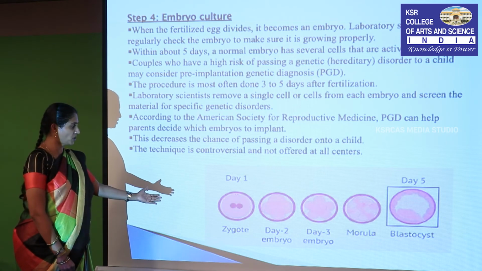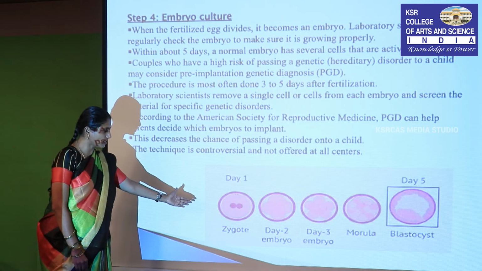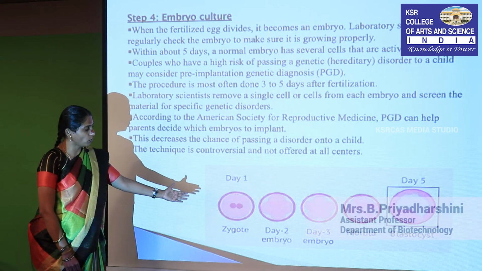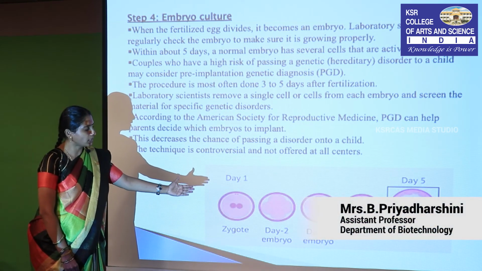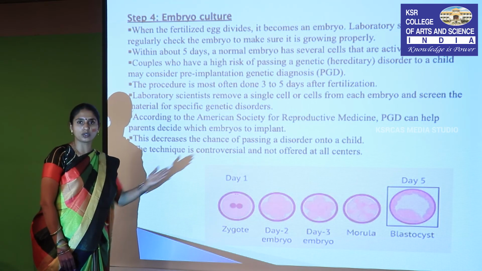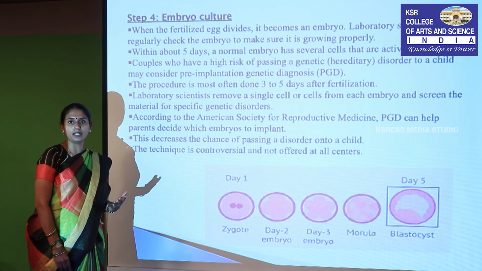So, you can see the picture. See, in day 1 you can see the zygote, okay, 2 cell stage. Next, in day 2 the embryo is in 4 cell stage, day 3 8 cell stage, then it forms morula, and in day 5 blastocyst. So, the cells divide rapidly.